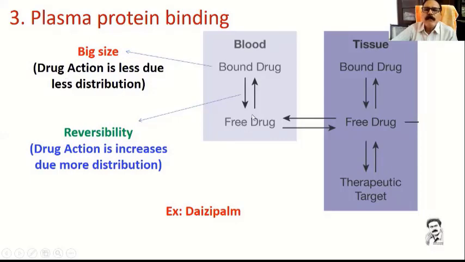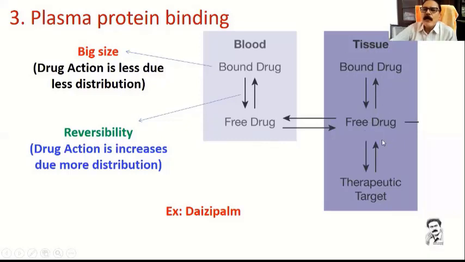If the size becomes bigger, it cannot flow easily in the blood, and when it cannot flow easily, the drug action will be very less. And when the drug action is less, what will the blood do automatically? It can have a reversibility. The blood will leave the drug, then again you will have a free drug, and the protein will go into the blood, which is called reversibility. Drug action increases. If the reversibility is there, the free drug is available and it can have an action. And this free drug can also bind with the tissue, because the tissue proteins are different. So there is a free drug and a bound drug.